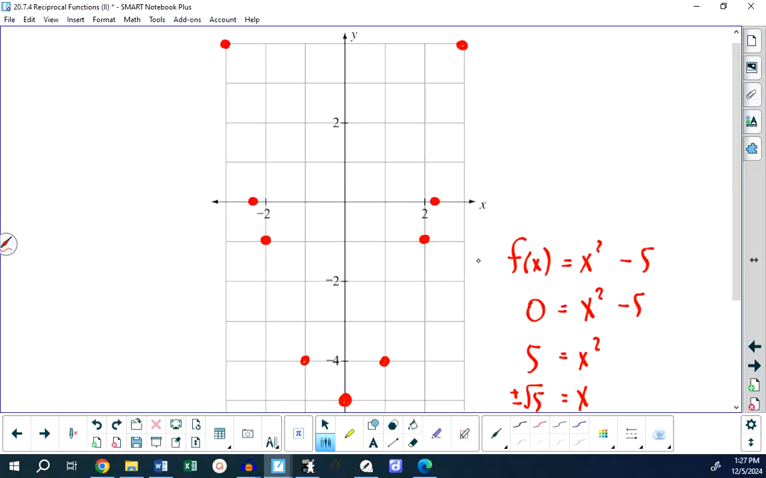But now let's get to, and we'll get to the features in a second, let's do the new function. I'm going to use green. If you have a different colored pen, that's fantastic. If you don't, I'll show you what you can do. I'm not even going to write down, well, I guess I will write down the equation. The equation will be g of x, the new function, is 1 over x squared minus 5. But we don't need to look at that equation to plot the points.